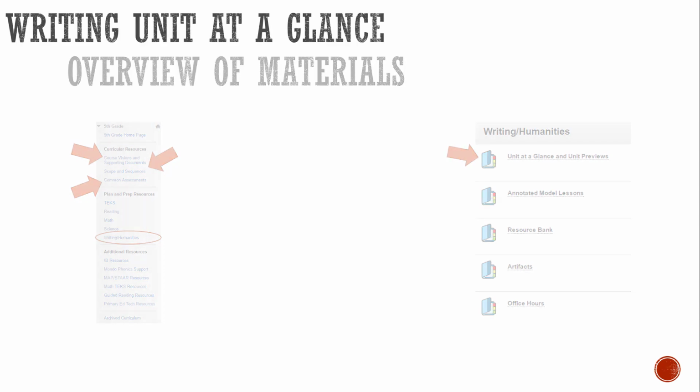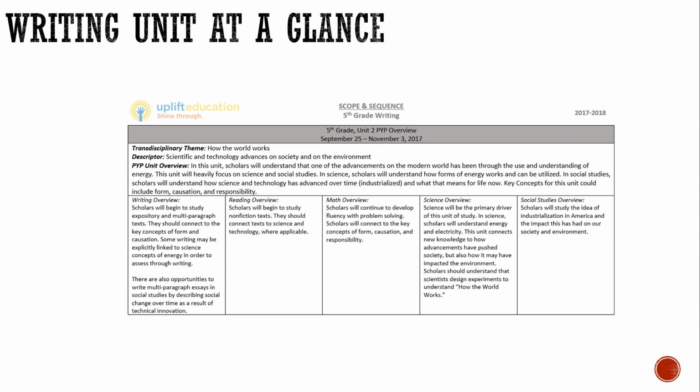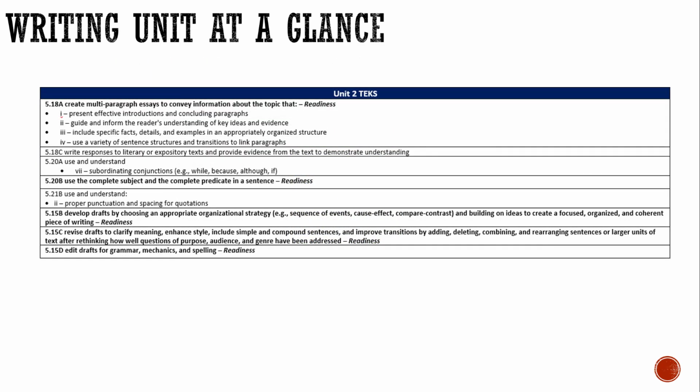Let's take a look at the Writing Unit at a Glance. To begin planning, it's important to look at your scope and sequence. Here on the first page of the scope and sequence, you can look at the PYP overview to make sure you understand the connections you can make to your unit and the cross-curricular connections to other subjects. On the next page, you can see the different TEKs and the way that they align vertically with 4th and 6th grade, as well as important vocabulary to add to your word wall, utilize a vocabulary station, or add to your other assignments. Next comes a list of all of our readiness and supporting TEKs that are scheduled to be covered within this 6-week time span.